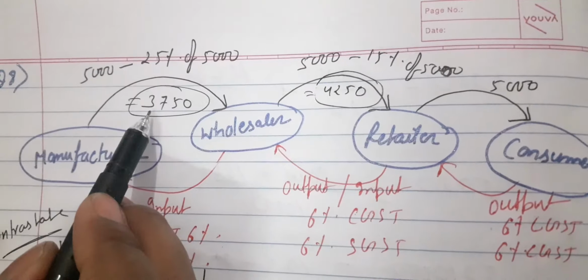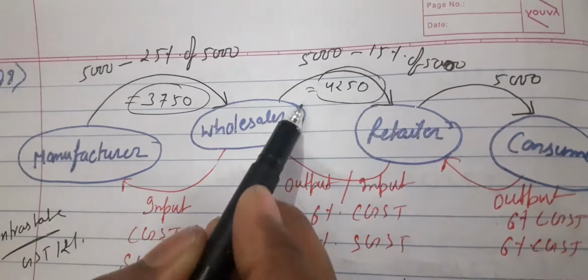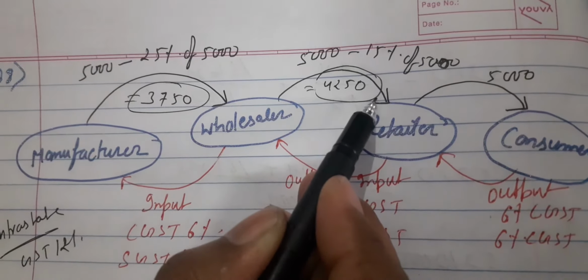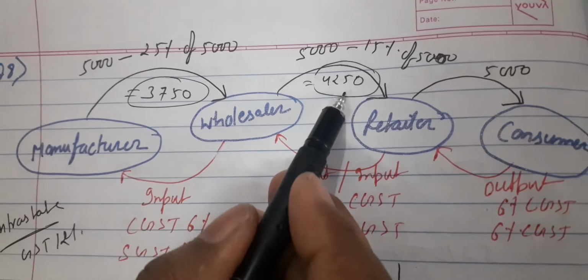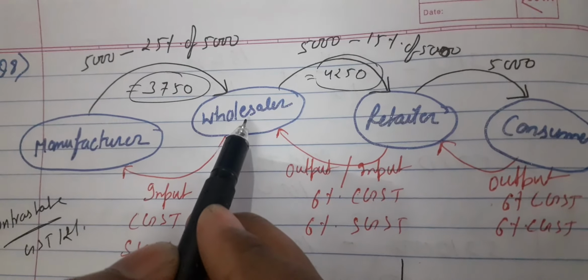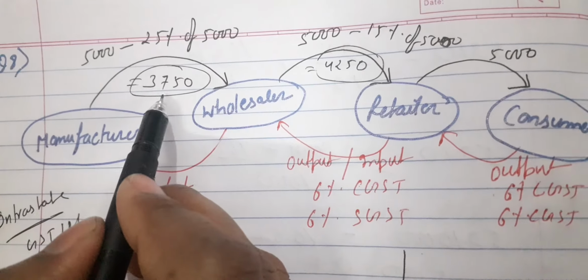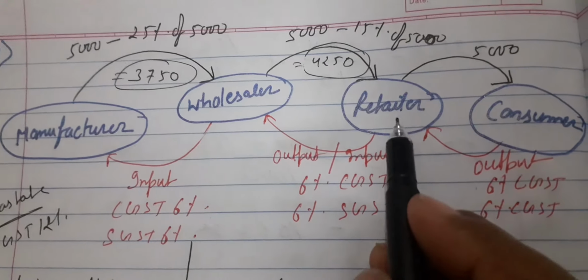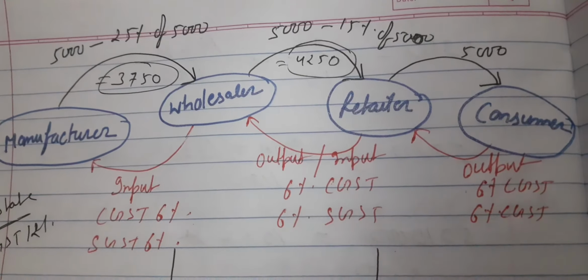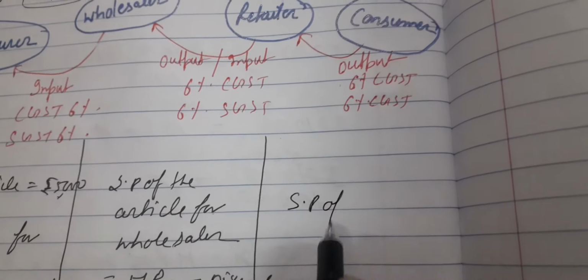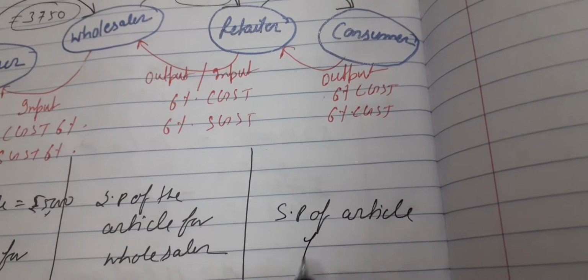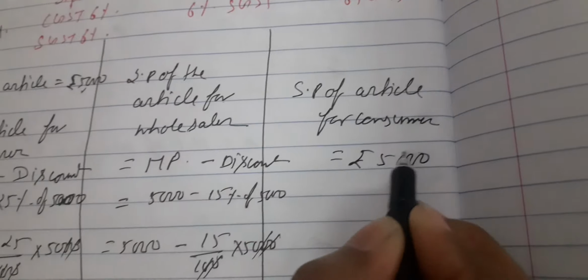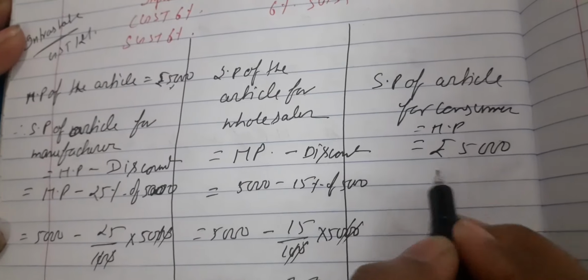So try to understand. The wholesaler bought it at 3,750 and sold it to the retailer at a cost of 4,250 rupees. It means the benefit was 500 rupees. That is his personal profit on this item, because when we add 500 to 3,750 rupees, it becomes 4,250. Now the retailer sold it to the consumer at the cost of 5,000. The SP of the article for the consumer is rupees 5,000, because he sold it at the mark price.